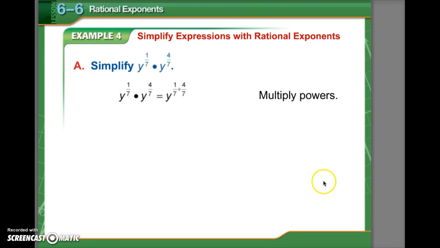All right, example 4, we're going to be simplifying expressions with rational exponents. Looks like they went ahead and jumped straight to the answer. So we have to simplify y to the 1/7 times y to the 4/7. And if you look at the exponent properties at the front of the classroom, that poster, you'll see that when you have the same base and you're multiplying, you add your exponents. So we have 1/7 and 4/7 makes 5/7. So this answer is just y to the 5/7.